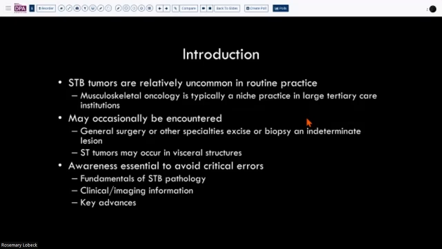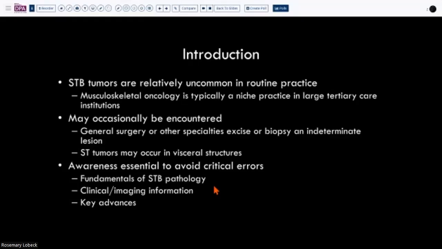And this second point is highly critical because most of the residents and fellows who rotated with me know I keep emphasizing that clinical and imaging information is extraordinarily critical. It's not that it's not important in other specialties, but in soft tissue bone pathology, you never sign out a case without knowing what the clinical and imaging information is. And then finally, some key advances, not all of them, since we keep getting new molecular advances almost every other day, but at least the key basic advances that change diagnostic categories, it's good to be aware of those.